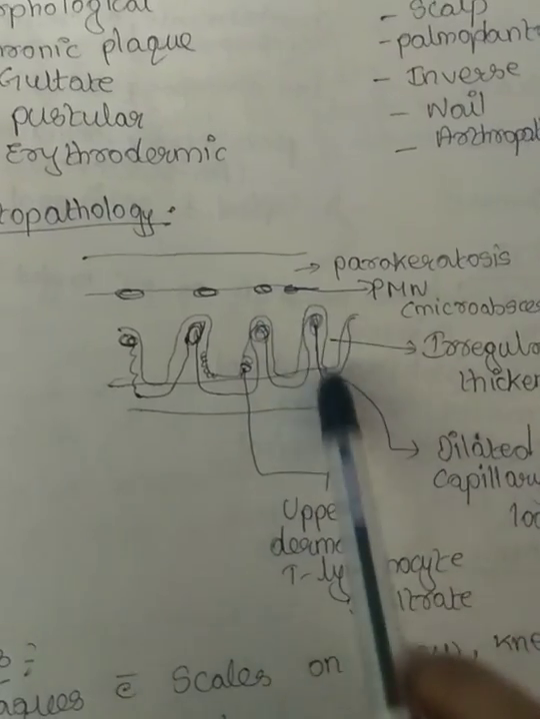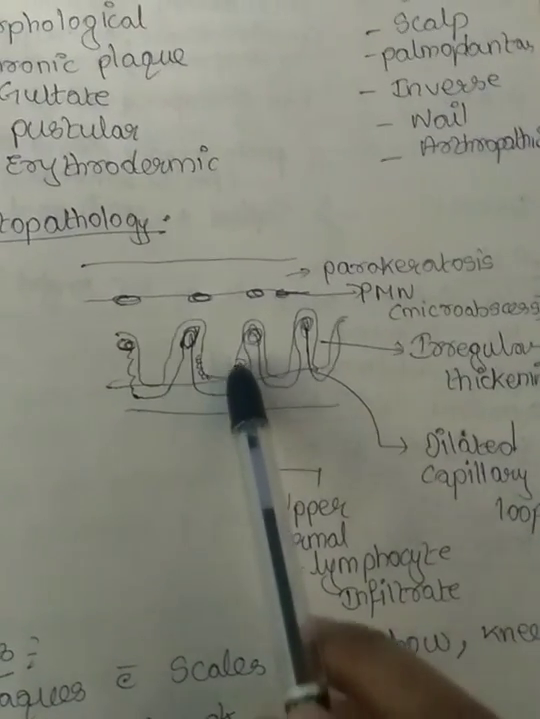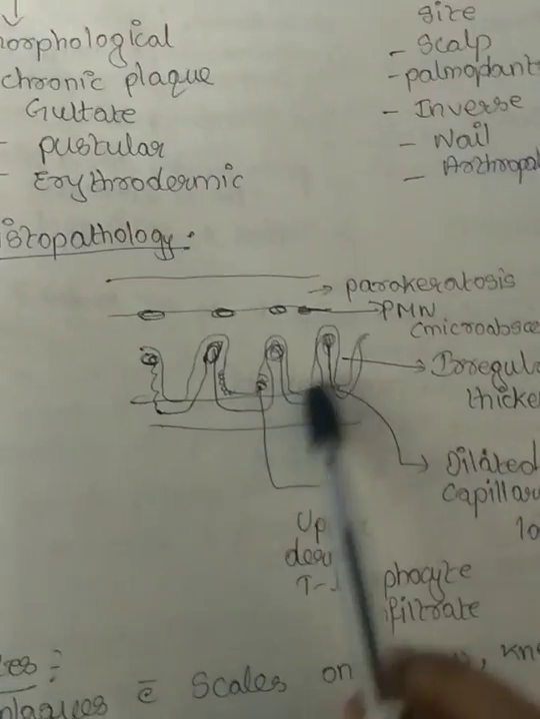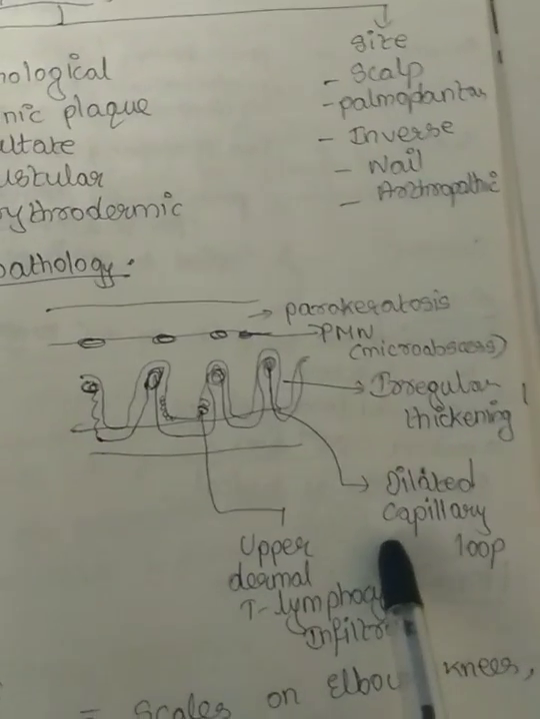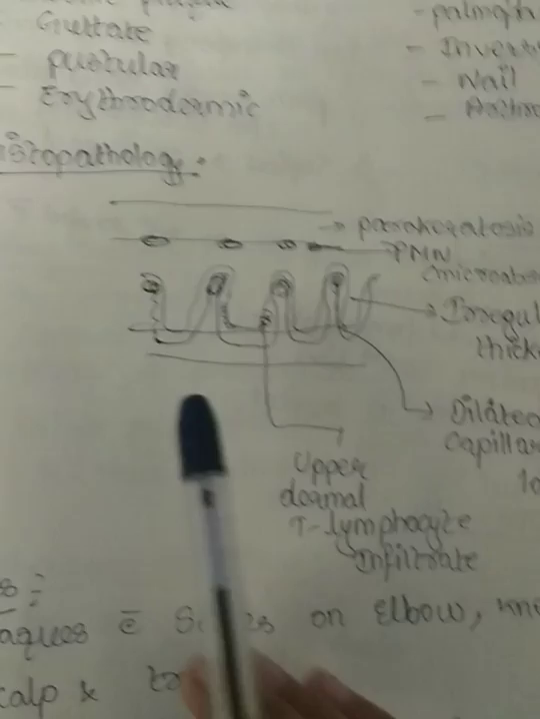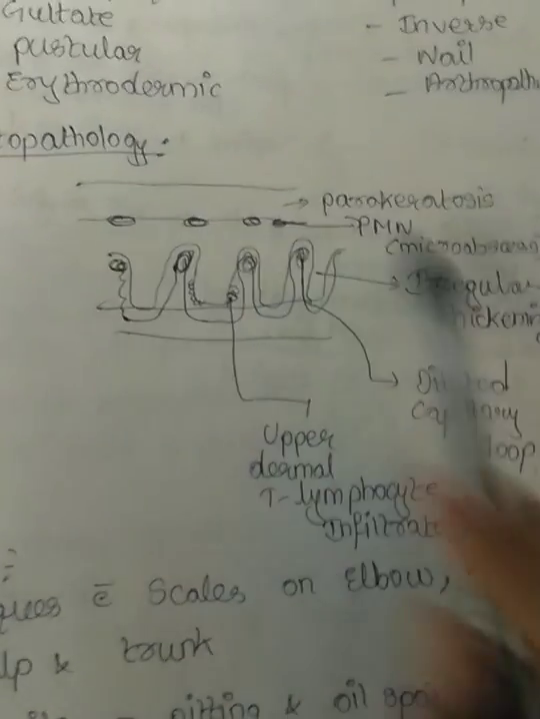Then there is irregular thickening, as you can see in the diagram, as well as T lymphocyte infiltration, and these are the capillaries, dilated capillary loops. I'm not good at diagrams, but for our understanding of the histopathological part I have drawn this, whatever I understood. Hope you can understand by this diagram.